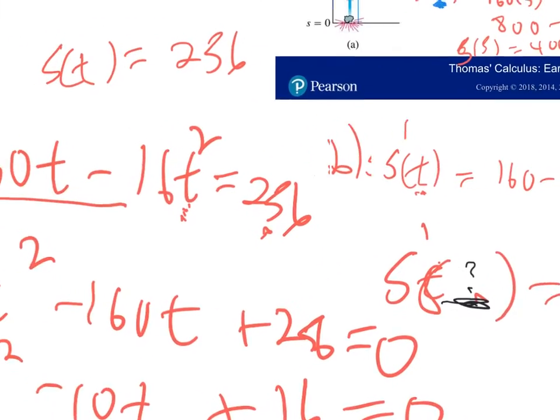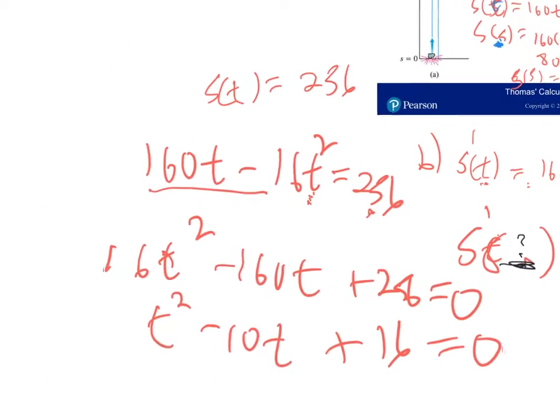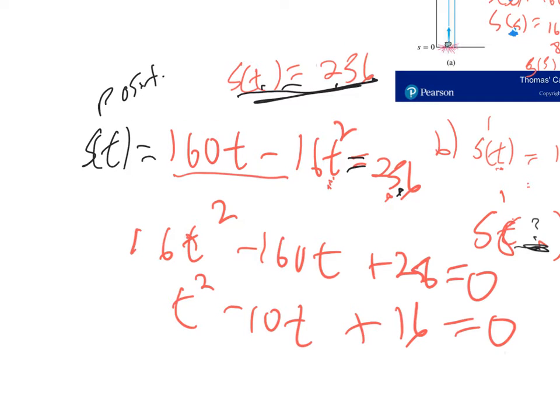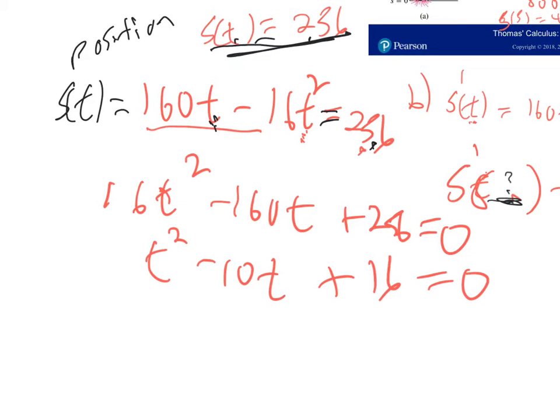What I had to do is go to the original function, where I want s of t to be 256. So s of t, the original function 160t minus 16t squared, has to be equal to the height of 256. So what I'm taking is the position function, finding out what t has to be to get to 256. I moved everything over to the right, and created this nice, beautiful quadratic.